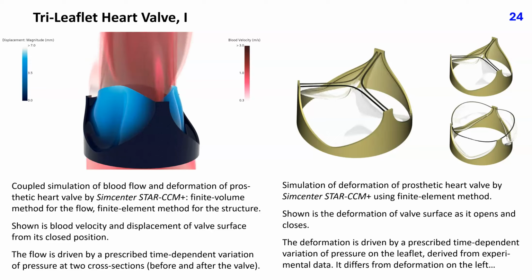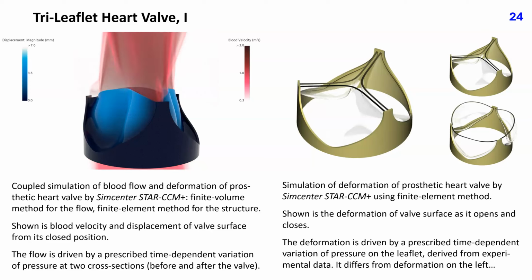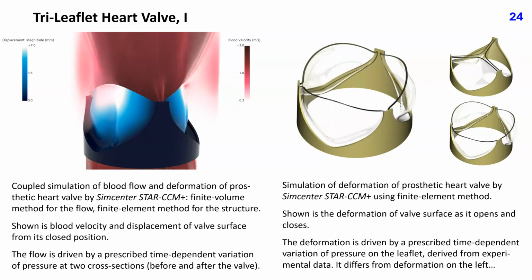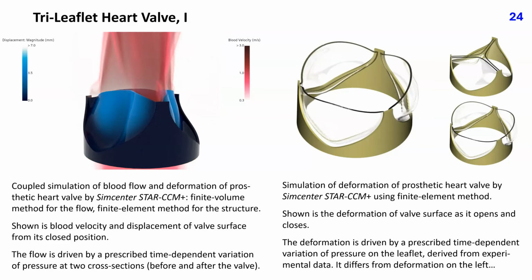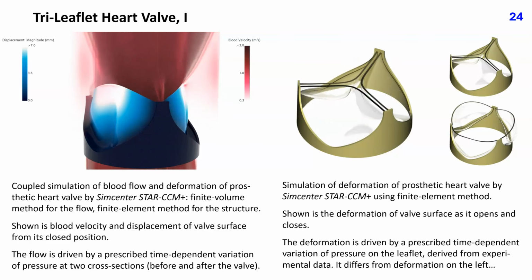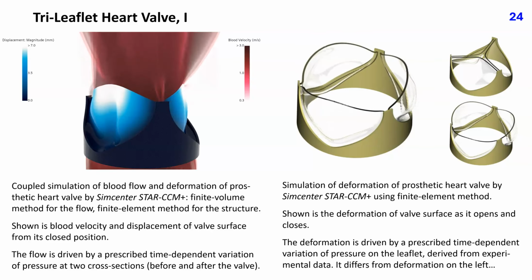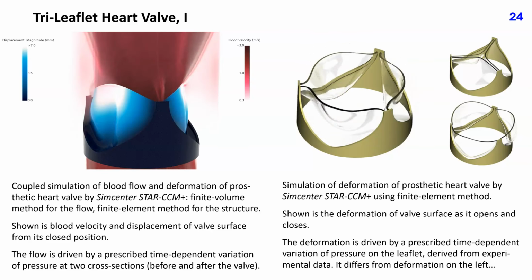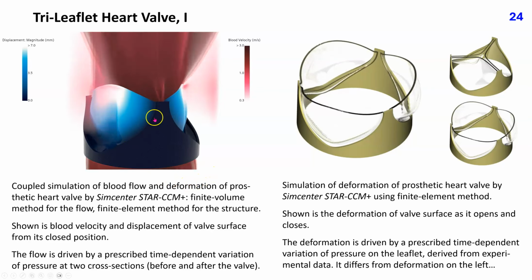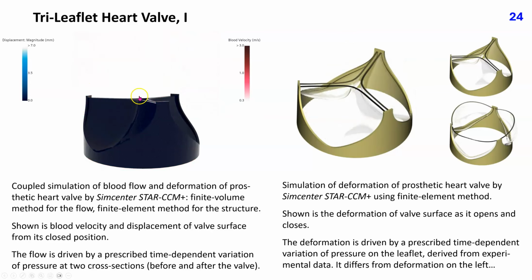The flow was driven by a prescribed time-dependent variation of pressure at two cross-sections, one before and one after the valve. In the other simulation, the deformation of valve leaflets was performed using Simpson-Testasis Plus software and the finite element method. The deformation was driven by a prescribed time-dependent variation of pressure on the leaflet, which was derived from experimental data. In this animation, blood velocity and displacement of valve surface from its closed position are shown.